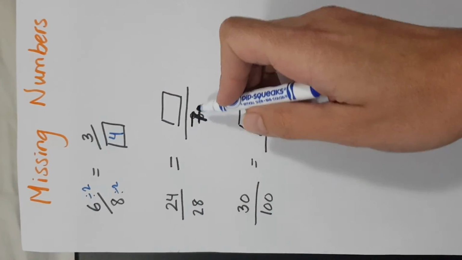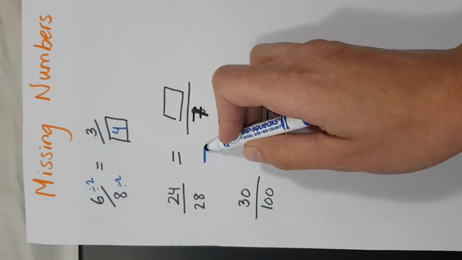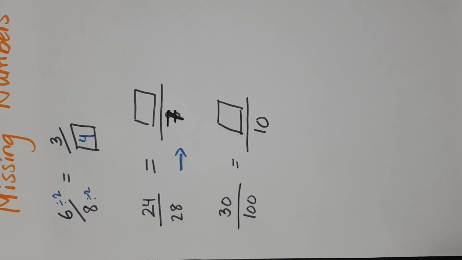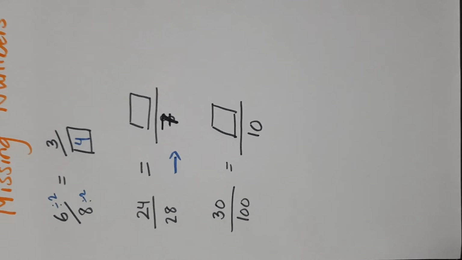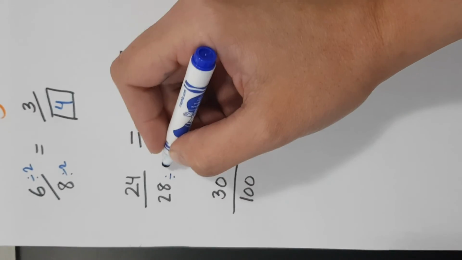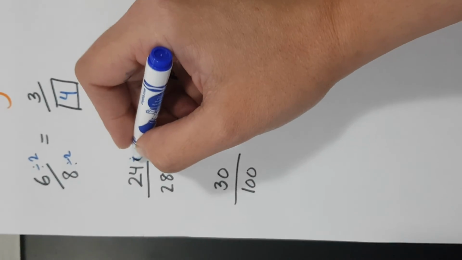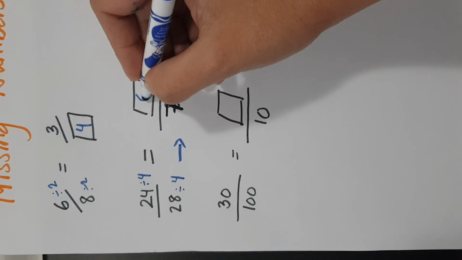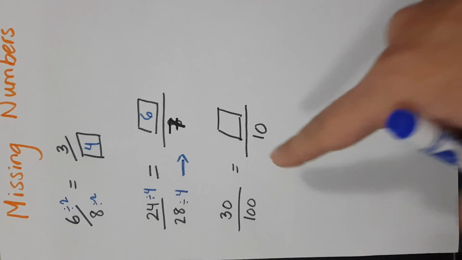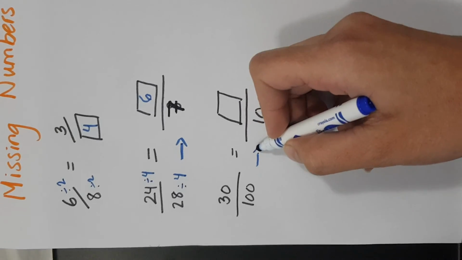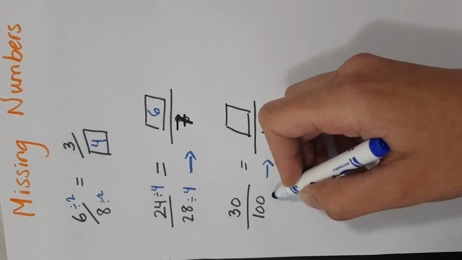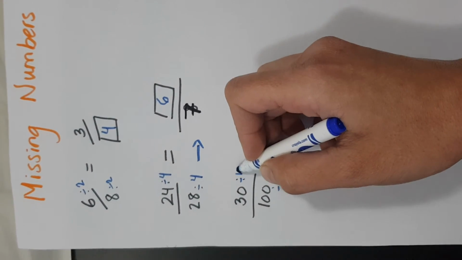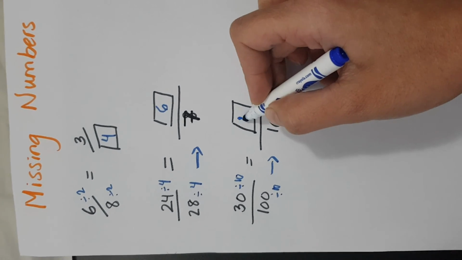Same idea. 24 over how much? 28 became a 7. So here it became a small number, which means I am dividing. 28 divided by how much will give me a 7? Yes, by 4. So up you need to divide by 4 as well. So 24 divided by 4 is a 6. Same idea in this case. 100 became a 10. So I also divided. So it's divided by 10. So 30 divided by 10 is a 3.